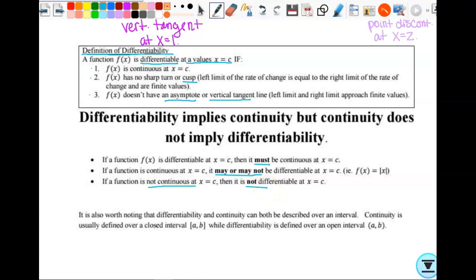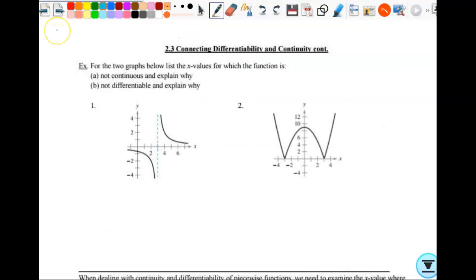Here's another little notation issue here. It's also worth noting that differentiability and continuity can both be described over an interval. Okay, continuity is usually defined on a closed interval, and differentiability on an open interval. Okay? And we'll look at kind of what we mean by that in just a second also. Okay, we good so far? All right. Oh, no, I guess I need to give you that piece of paper.